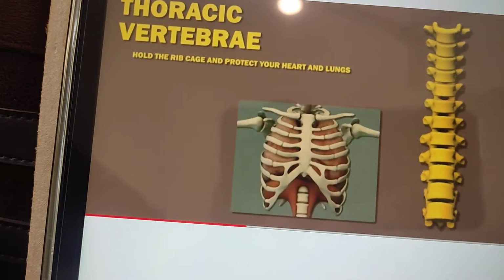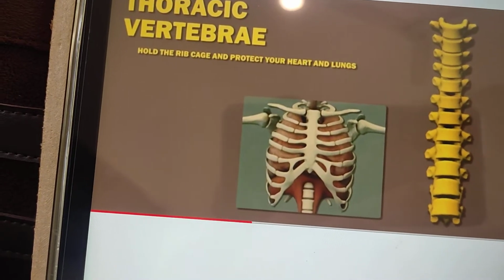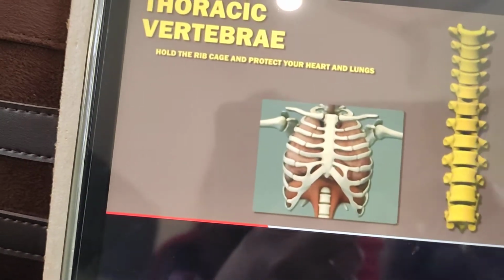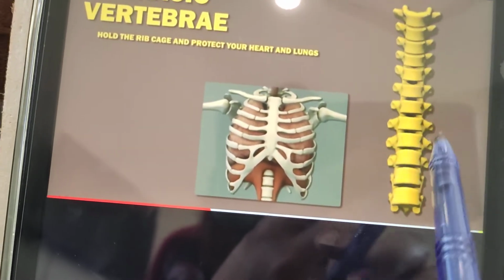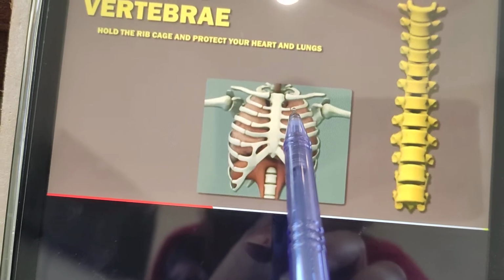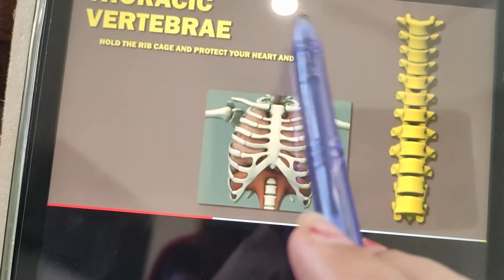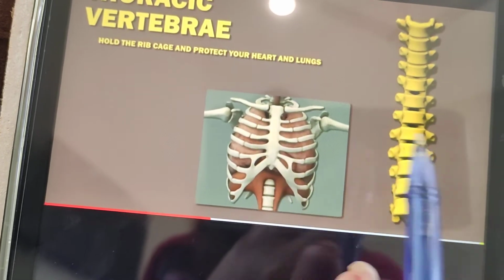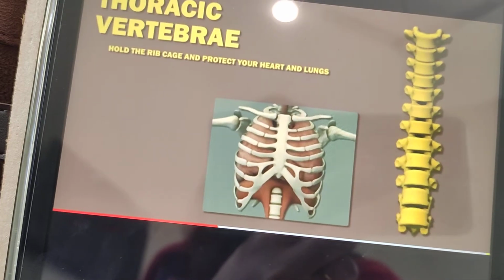Then we have the thoracic vertebrae, which hold the rib cage and protect the heart and the lungs. These thoracic vertebrae give attachments to the ribs, and they have the costal facets which give attachment to the ribs, forming the thoracic cage altogether.